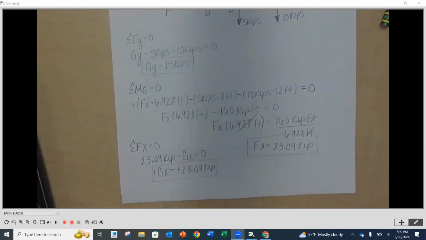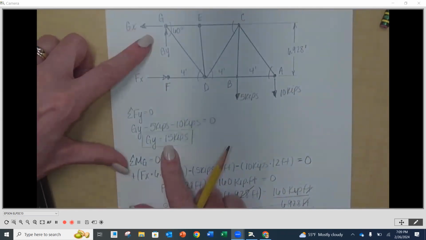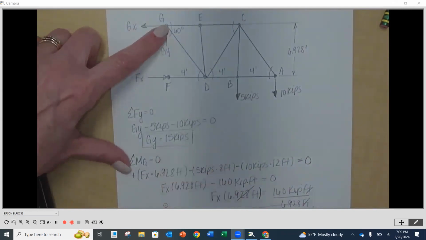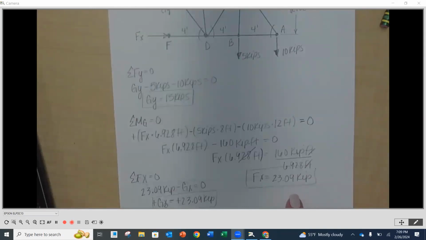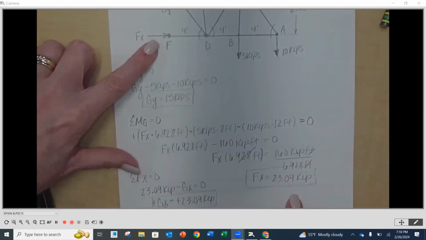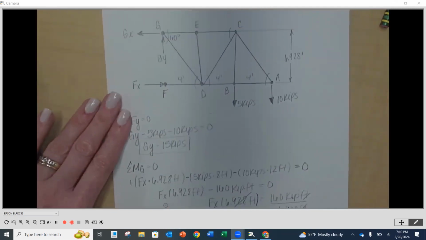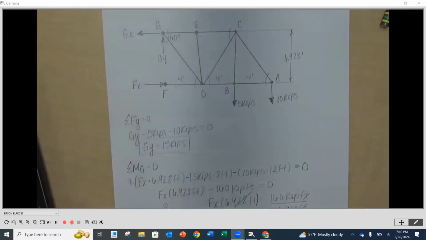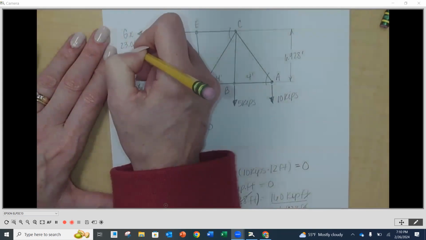So you should get GY 15 kips. I ended up with a positive answer, so the direction I assumed is correct. Then I summed my moments around G to solve for FX, 23.09, positive answer. So the direction I assumed was correct, so it stays that way. And then I summed my forces in the X to get GX. Okay, and again, positive answer, so it confirmed the direction I assumed. So I have GX as 23.09 kips.